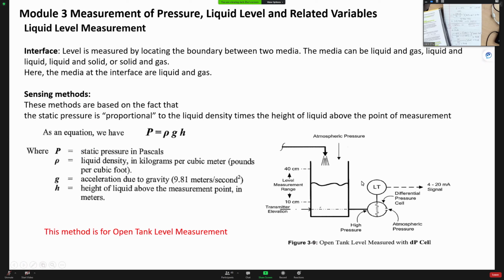The liquid level measurement: we know the head pressure down here, and if it's an open tank, we have a diaphragm in the center, and the hydrostatic pressure will cause this diaphragm to move. The other side is open to atmospheric pressure, so the air is coming in from there. The difference between these two, or how far it moved, we can use a level transmitter to send out the standard signal.